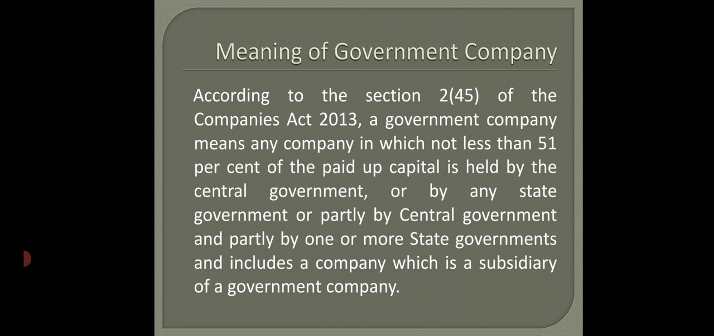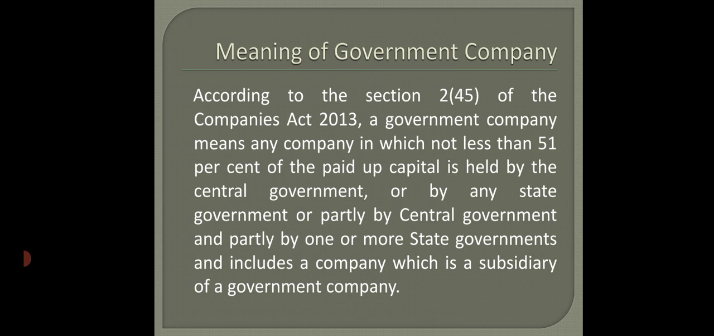Companies Act 2013 has defined government company. Section 2, subsection 45 of Companies Act: a government company means any company in which not less than 51% of the paid up capital is held by the central government or by any state government, or partly by central government and partly by one or more state governments, and includes a company which is a subsidiary of a government company. So this is a clear definition of government company.